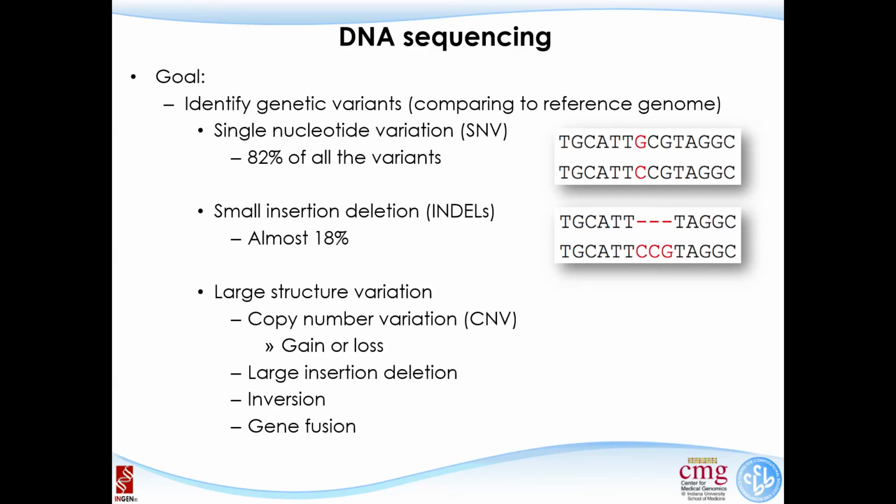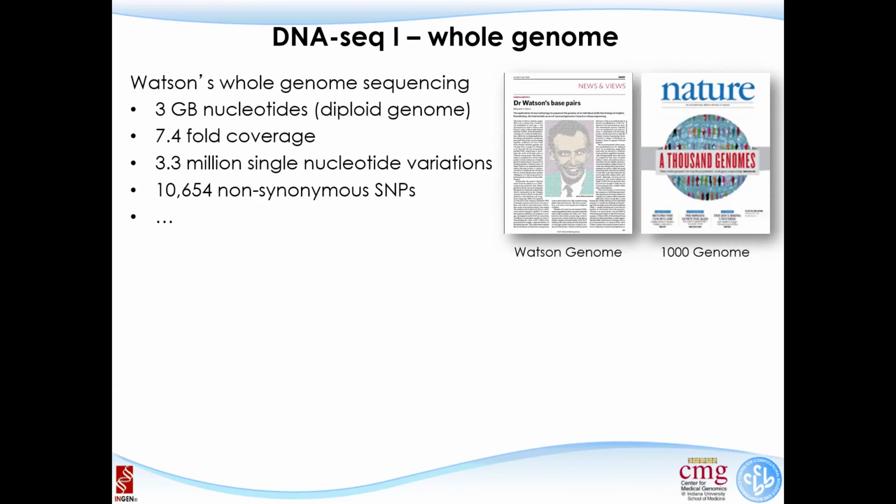The third type is the large structural variations, which include copy number variations, large insertion deletions, inversions, gene fusion, and so on. We can give a little more detail in the future lectures. So that is the type of variants we want to identify.